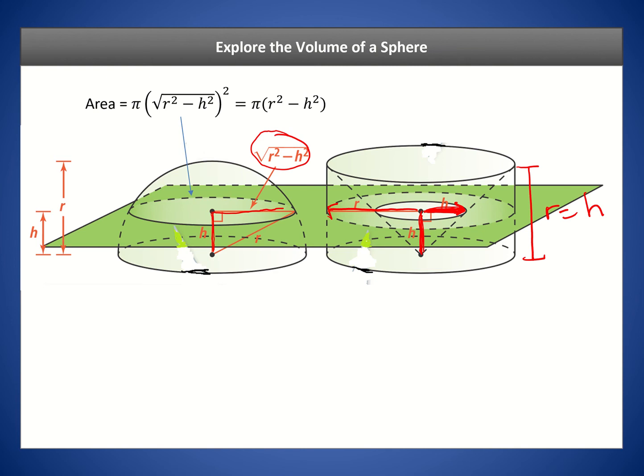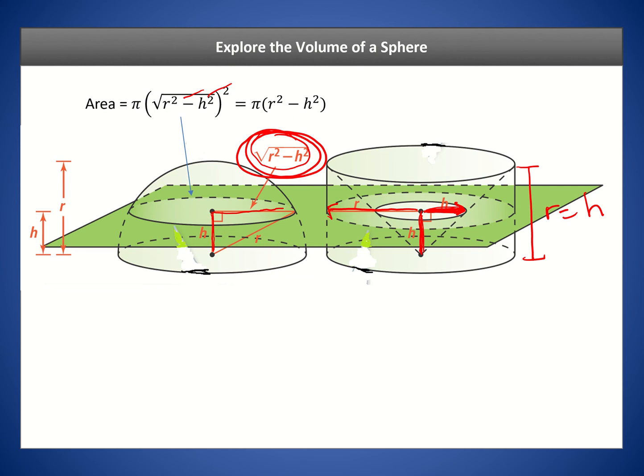And so the area of this circular cross-section on the left for the hemisphere is pi r squared, and the r, the radius, is this new radius, which is given by the Pythagorean theorem. And so that's my new r, and it's squared. And so notice that the square and the square root cancel, leaving me with pi times r squared minus h squared. And that's the area of that cross-section.